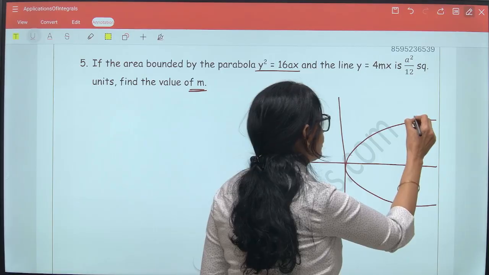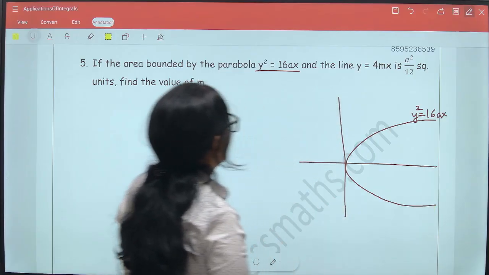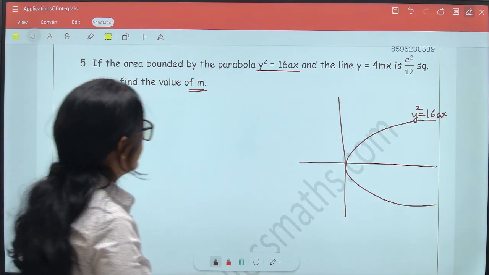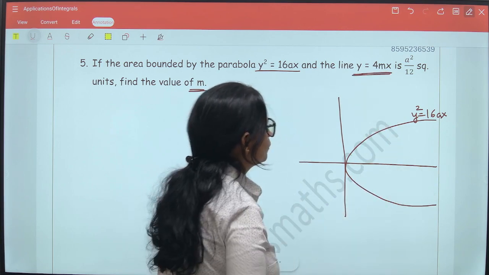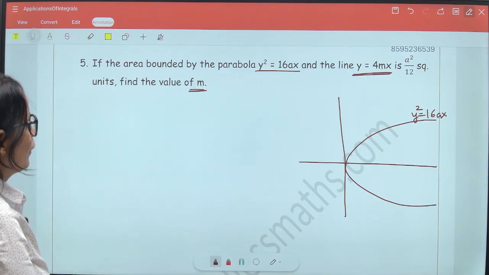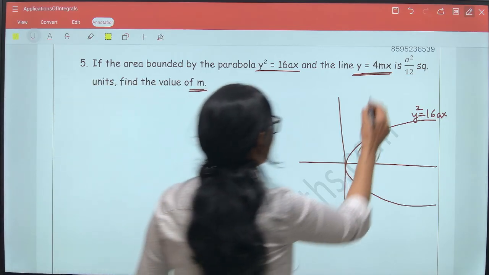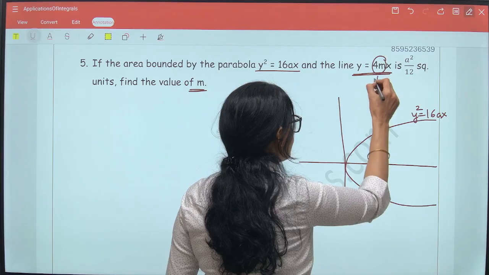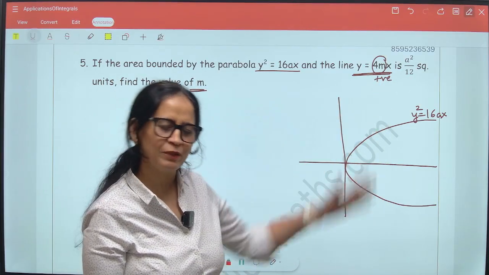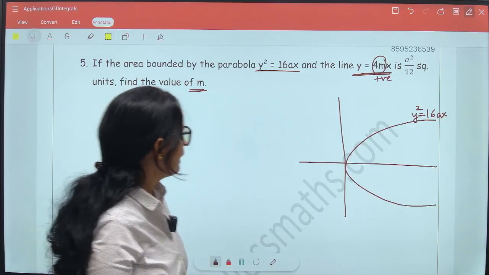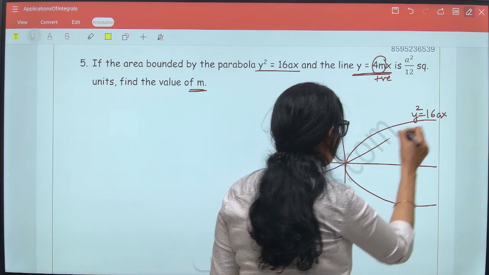Let me write the equation also. Y square equals 16ax. Y equals 4mx. Okay. Now just look at the equation of the line. You need not plot exact points, but you need to understand the equation of the line. Now because 4m is positive, that means the slope of the line will be positive. That means it is going to make an acute angle with the x-axis. It will definitely pass through the origin. So the straight line will be something like this.